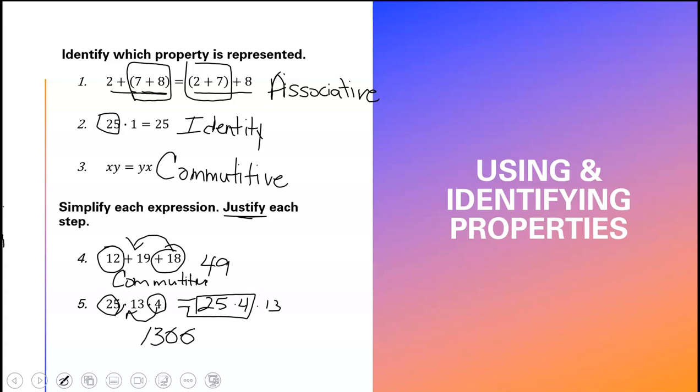What told me that I could move the 4 right next, or I could do 25 times 4 first? Once again, I used the commutative property. Is that the only property that could have been used? Absolutely not. But in situations like this one, I just find it the easiest.